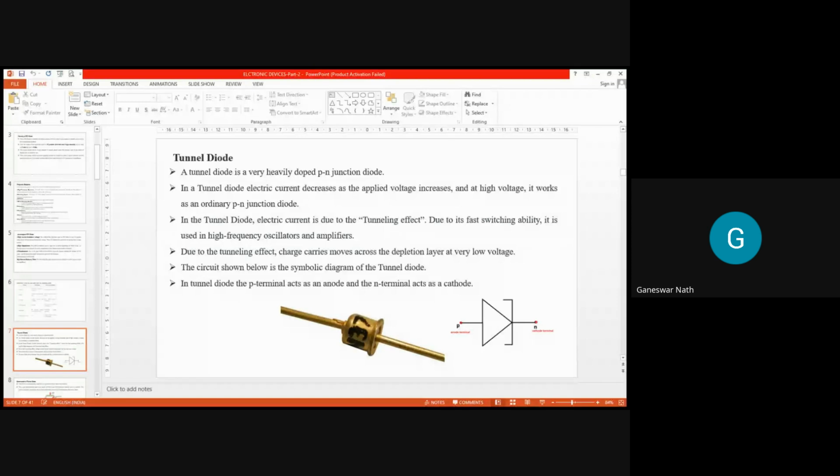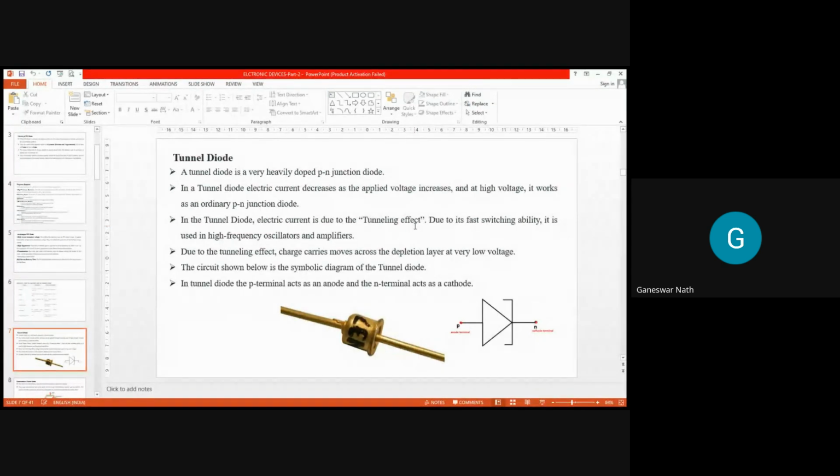Now coming to the tunnel diode. Just like your PIN diode, the tunnel diode is also a very heavily doped PN junction. If you look at this diagram, you can see a tunnel diode here. Okay, and in a tunnel diode, electric current decreases as applied voltage increases. But in most other diodes, with an increase of the voltage, the current rises up to a certain value, and after that voltage, it rises sharply, like in any general diode you can find.